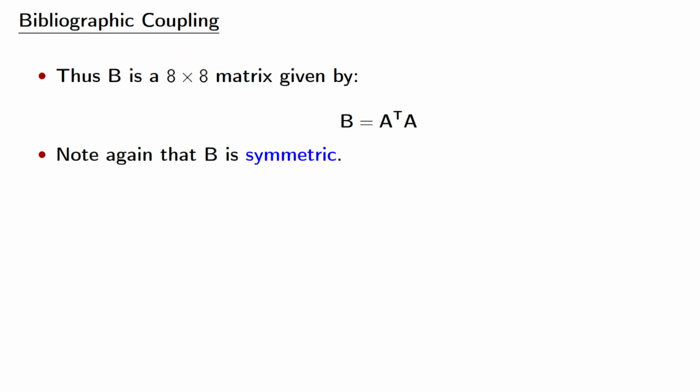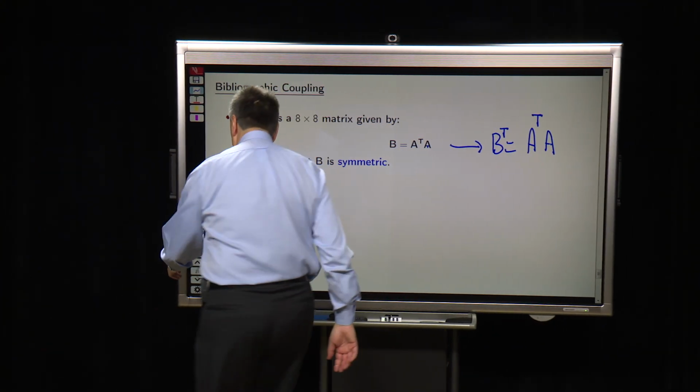But again, it's symmetric, because if I were to take B transpose, what's going to happen? I'm going to use the property that I flip these and then transpose them. So the A that was here comes before, but it becomes transpose, and the A transpose comes here and then transpose, it's A transpose A. It's exactly the same thing. So it is symmetric. It's the same as its transpose.